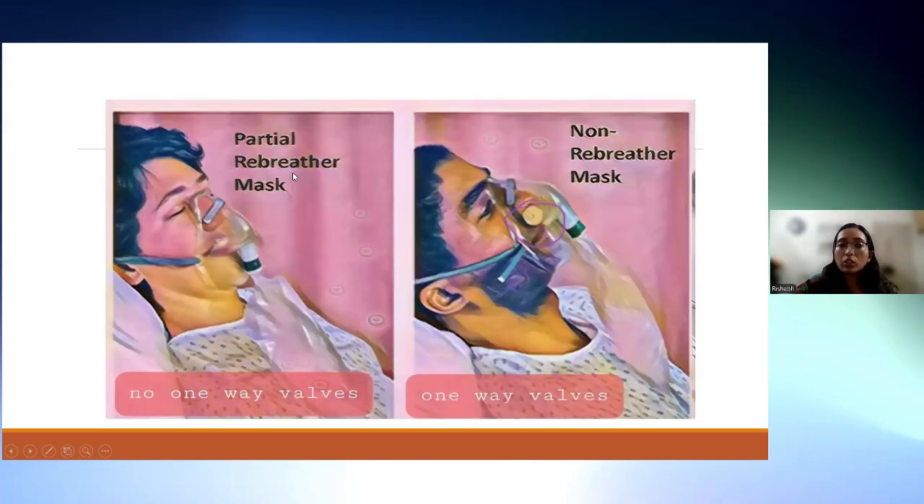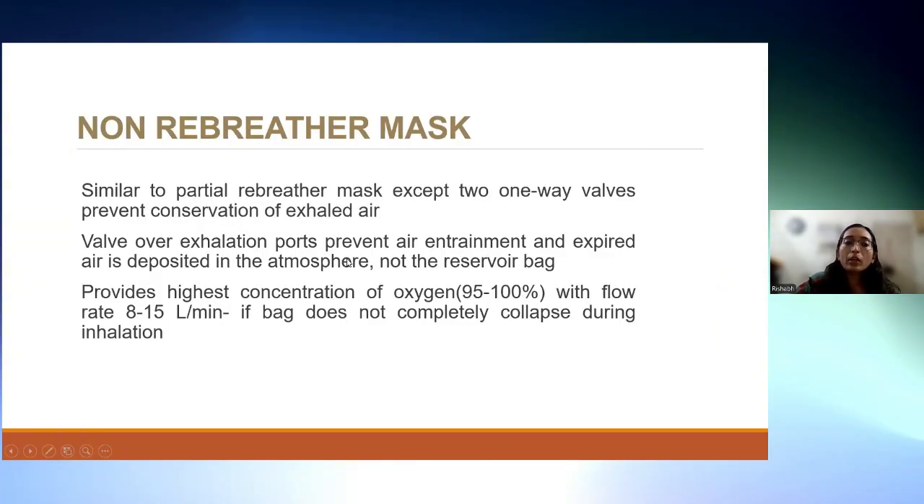Now, this is a partial rebreather mask, and there is no one-way valve in it. But this is another mask, which is a non-rebreather mask. Now, there's a one-way valve. So how does it act? It is similar to a partial rebreather mask, except that 2 one-way valves are there and they prevent the reservoir from collecting exhaled air. The valve over the exhalation port prevents air entrainment, and expired air is released outside.